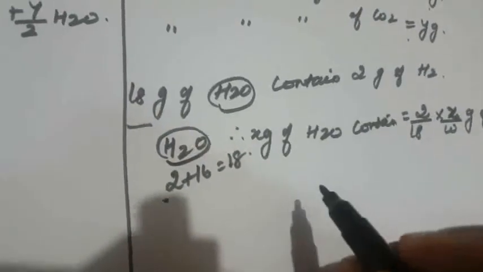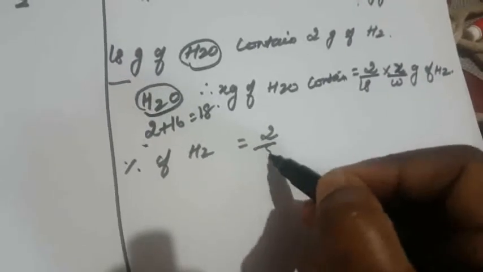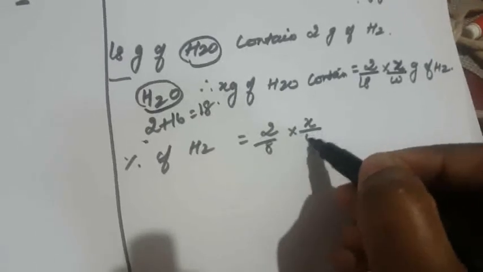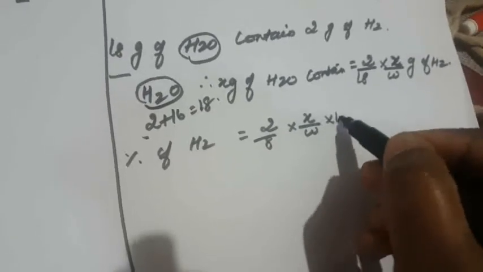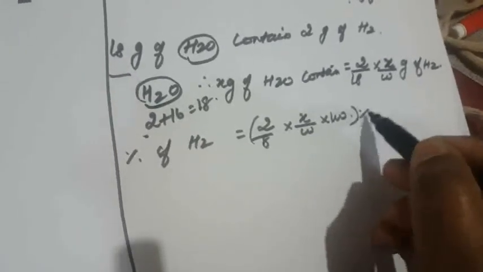Now the percentage of hydrogen: how to calculate? It is 2 by 18 into X by W into 100. This is the percentage calculation. Okay, so this is the first one.